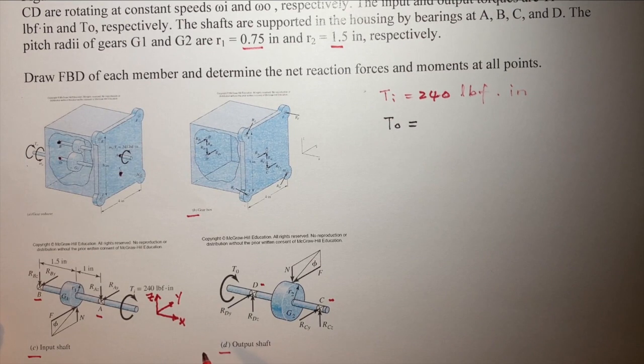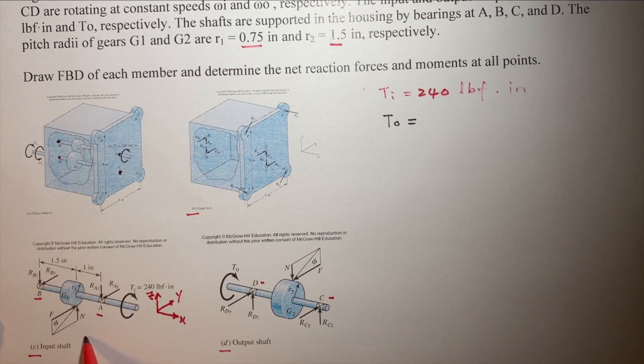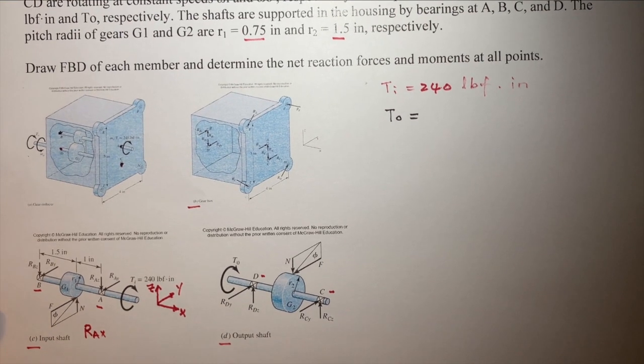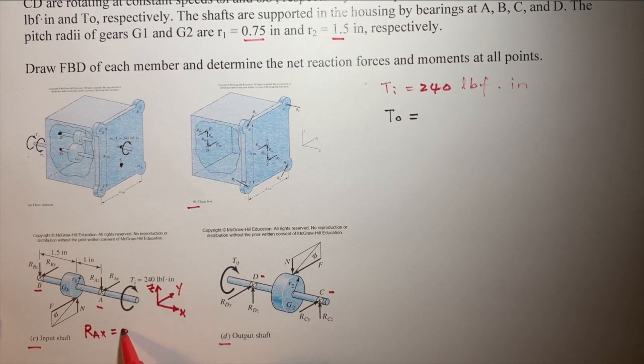In this case, we have some good news. In the x direction, for example, the reaction force at A, we know RAx, the reaction force in the x direction, should be 0. There's no force in the shaft's direction. And RBx equals 0. So we just need to find RAy and RAz, RBy and RBz.